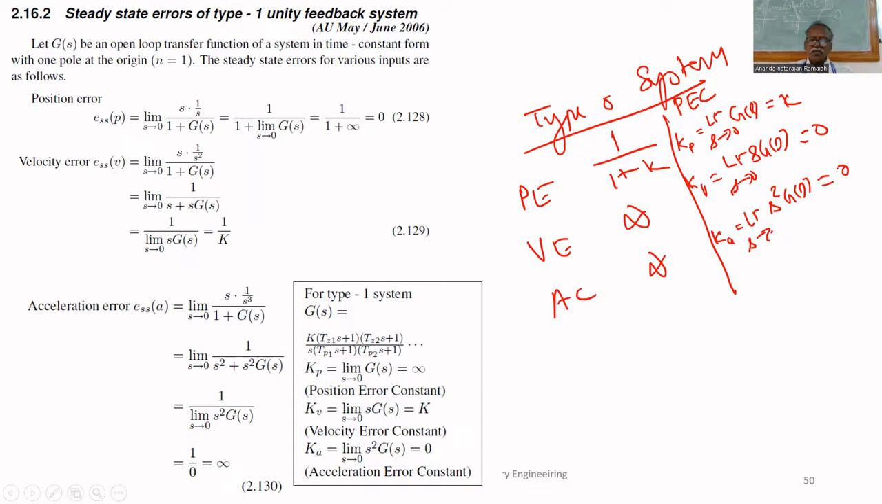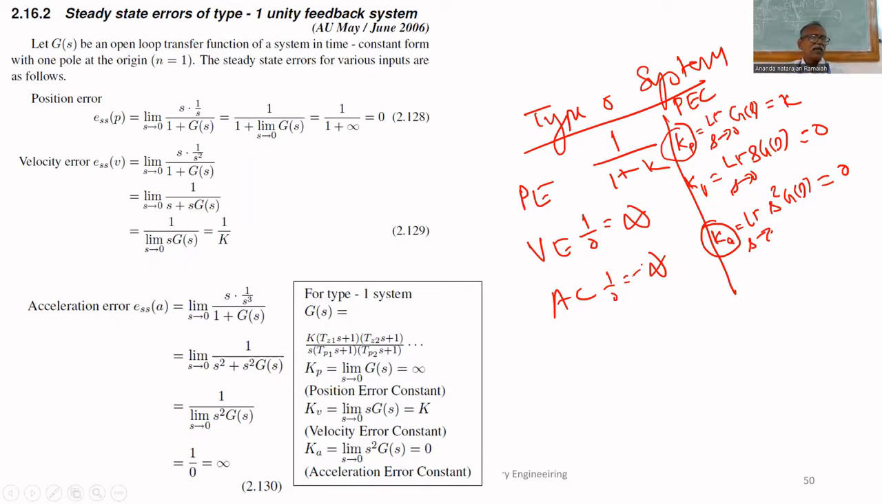Therefore, the velocity error constant of a type 0 system is 0. Acceleration error constant of a type 0 system is 0. Position error constant of a type 0 system is k. What is position error? 1 upon 1 plus k. What is velocity error? Infinity, because 1 by 0. Acceleration error is again 1 by 0, that's why infinity.